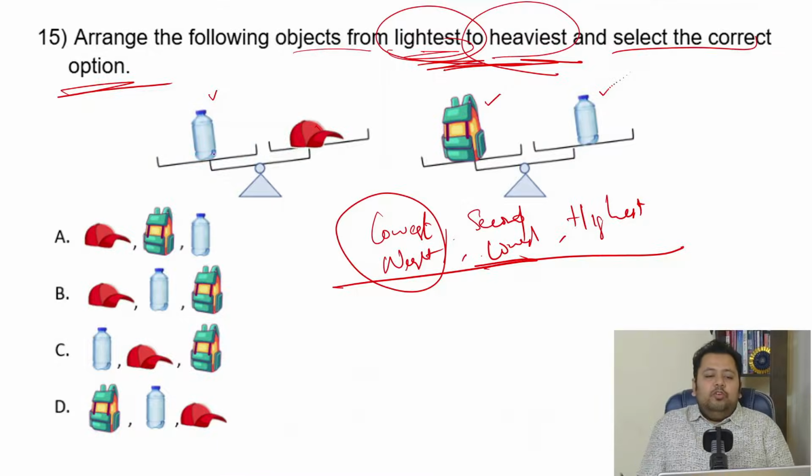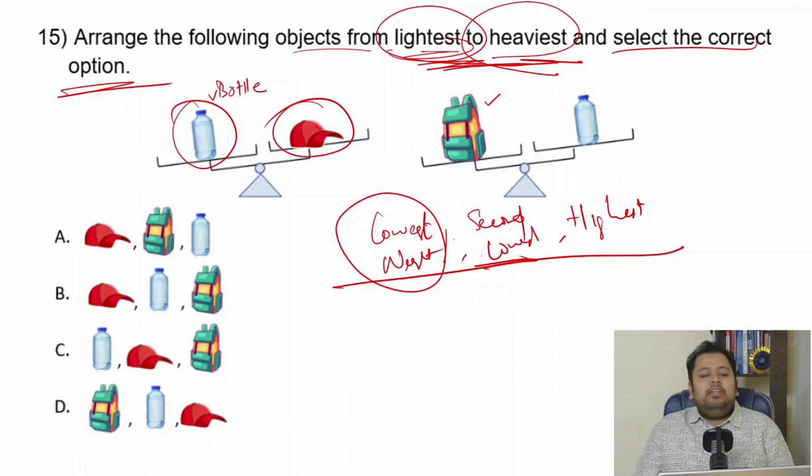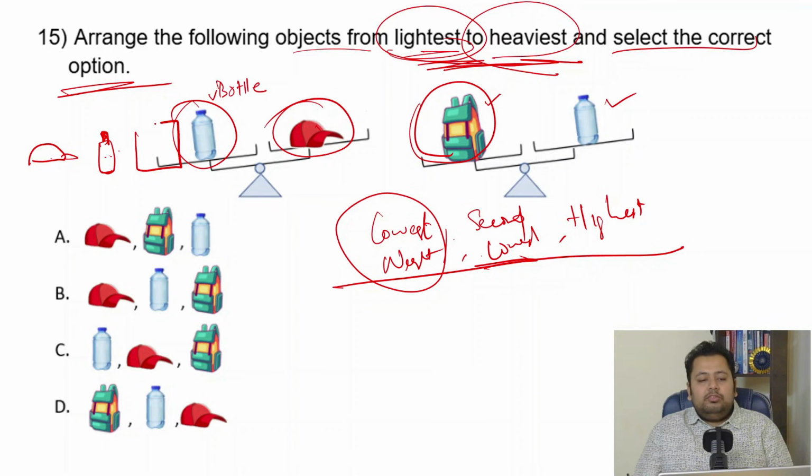Great. So what we know is that the bottle is heavier than the cap. So cap is lighter than the bottle. Again, I'm pretty bad at this drawing. Looks like a candle. Really excuse me for that. What we also know is that the school bag is heavier than the bottle. So if the school bag is heavier than the bottle, this is lighter. So obviously the school bag comes over here. So this is your correct answer: cap, bottle, and school bag.